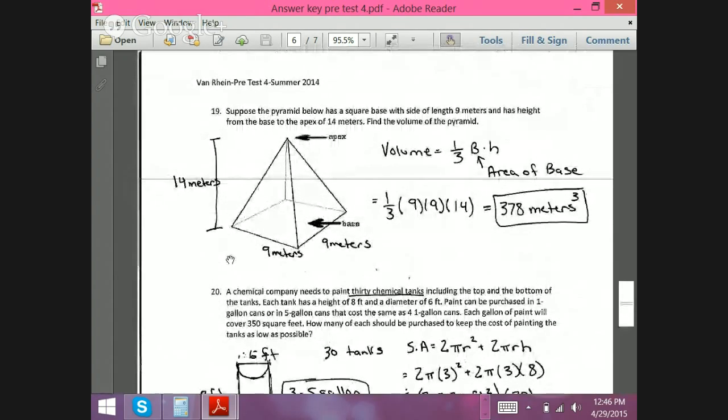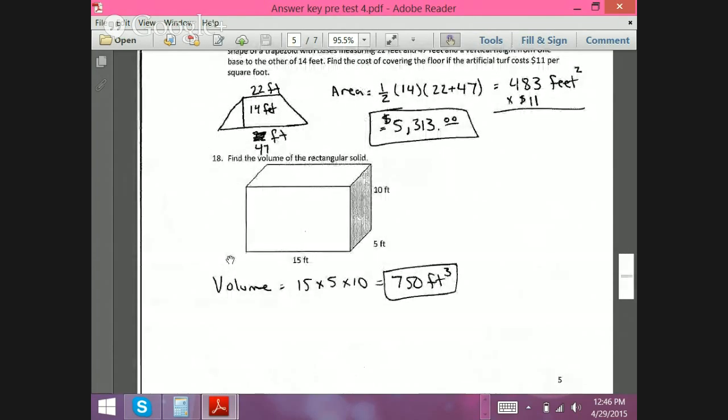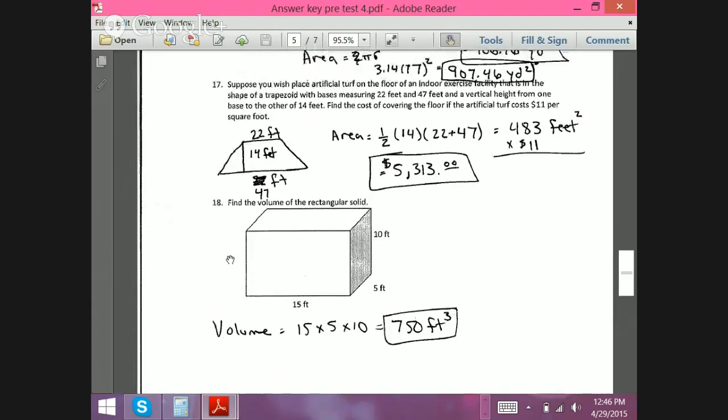Be careful, there's a problem like 19 if it says surface area or if it says volume. The surface area is like the one we talked about in the homework at the beginning of class. Volume of a rectangular solid, pretty straightforward. If it said volume and surface area, the problem is pretty straightforward too.